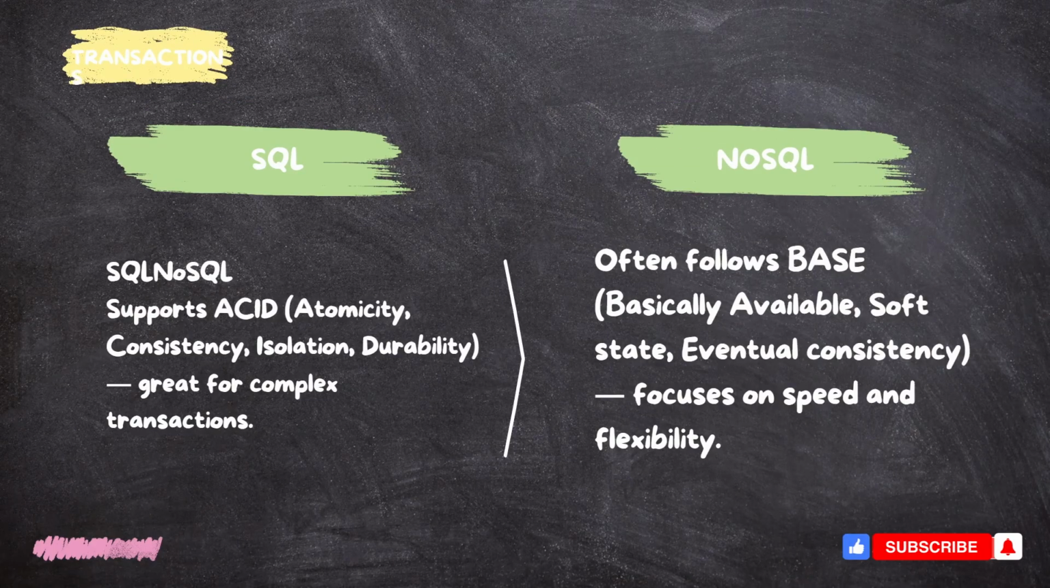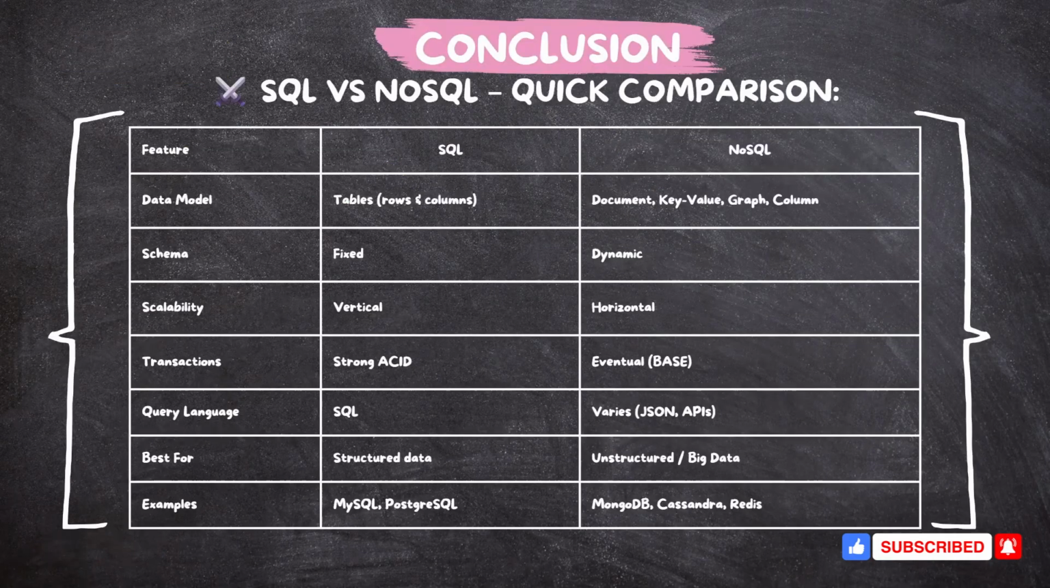When we come to transactions, SQL supports ACID, like atomicity, consistency, isolation, and durability, for complex transactions. But when we come to NoSQL, it focuses on speed and flexibility, such as basically available, soft state, and eventually consistent. So this was the conclusion.